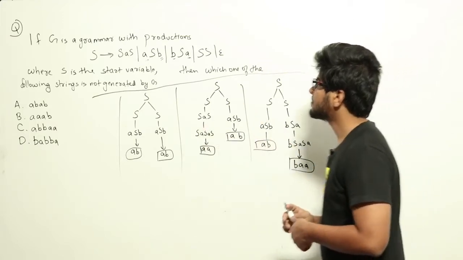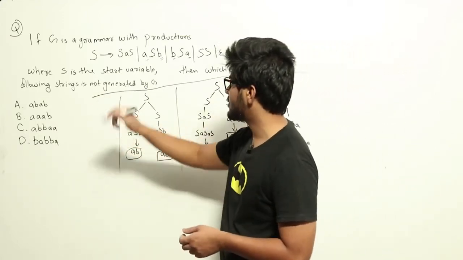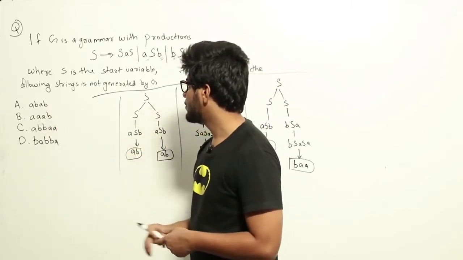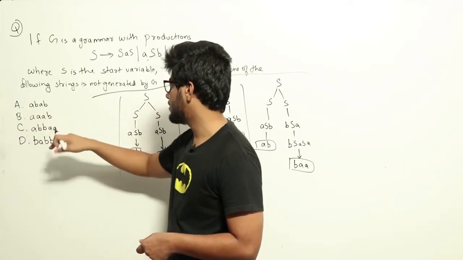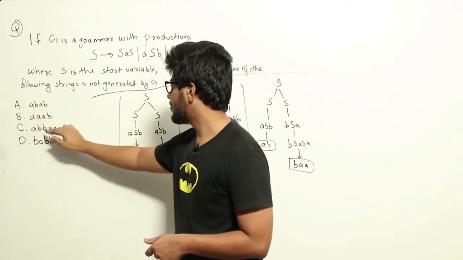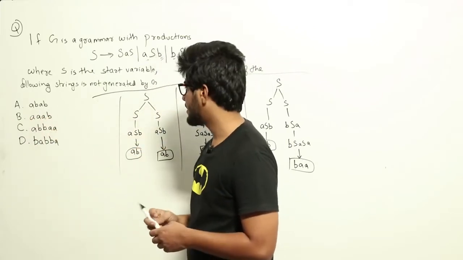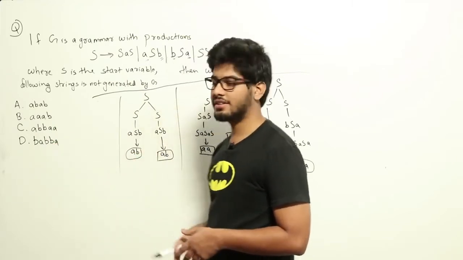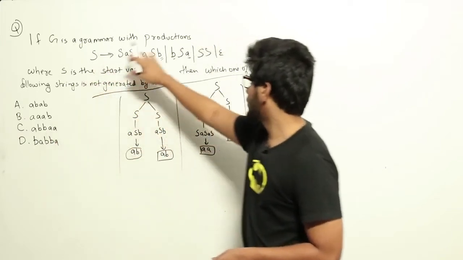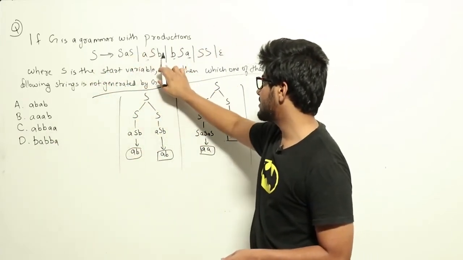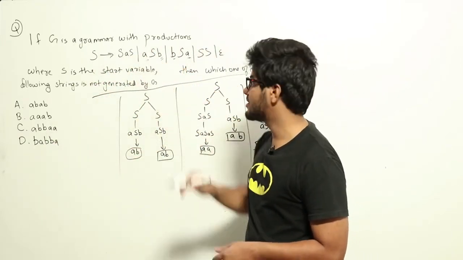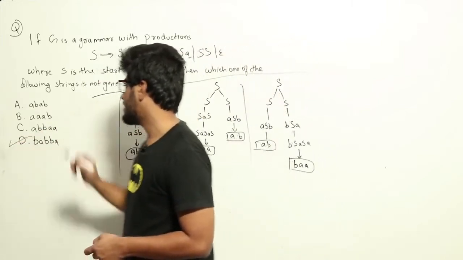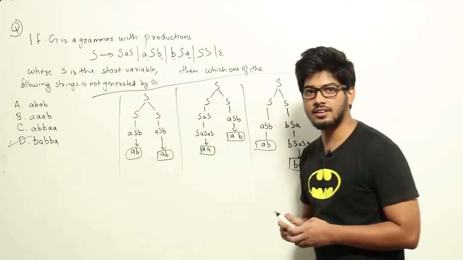Based on this information, if you look at the options, here you can see the number of A's and number of B's equals 2. Here, number of A is 3, B is 1, so A is greater than B. Number of A is 3, B is 2, A is greater than B. But here, there are 3 B's and there are only 2 A's. This will never happen, because according to this grammar, whenever a B is getting generated, there will be a simultaneous A also which gets generated. So we can straightforwardly say that D is the answer here without even trying to generate the strings.